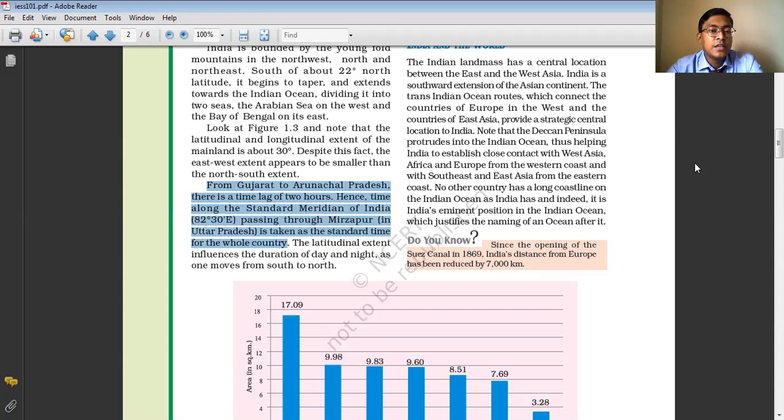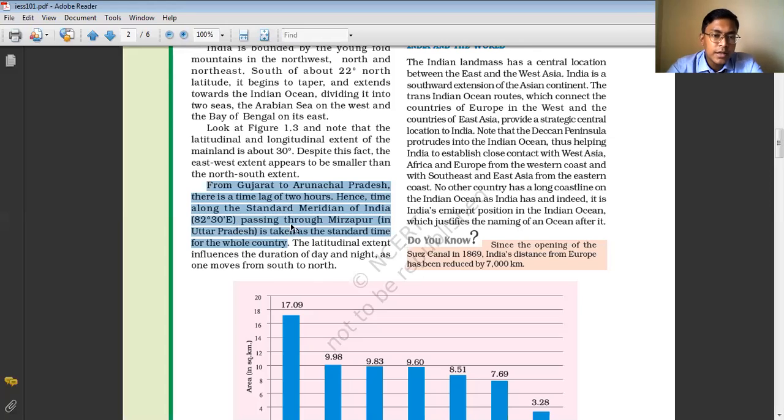Why? Because India maintains only a single time. There is only one standard time. Okay, and one more thing you need to know is why this 82 degree 30 minute east has been selected as the standard meridian. Why not 80 degree or 84 or 85 degree?